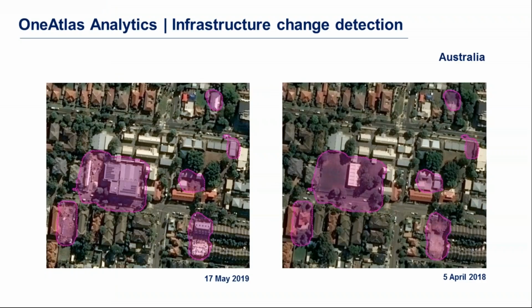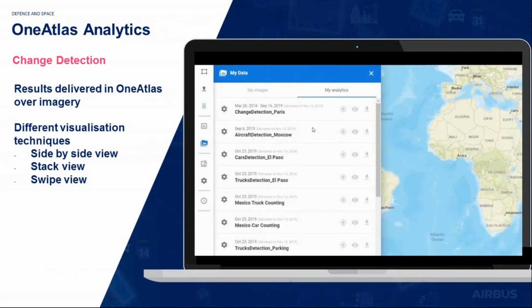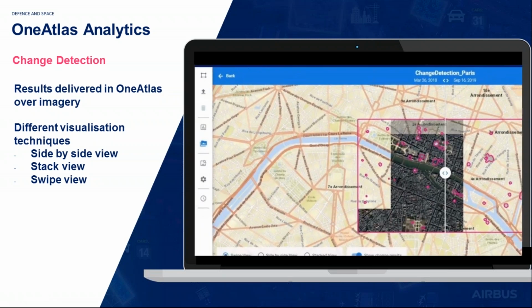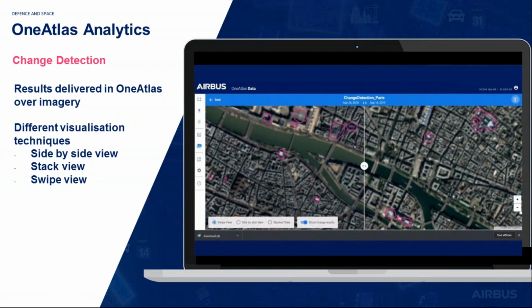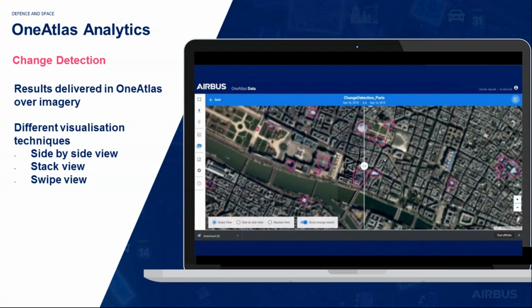So here we can see an example of the product and the difference that's been detected over two different dates. And so now we're going to take a look at the results and exactly what you get. So here we've run a project over Paris. Now, as you can see, the results have been laid over imagery for the two dates.